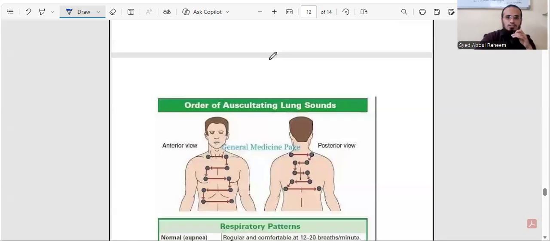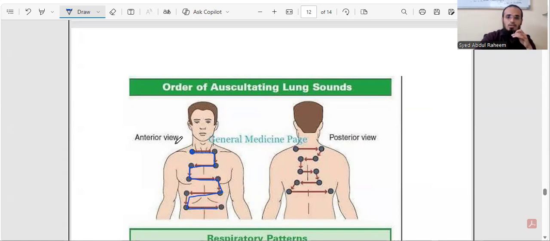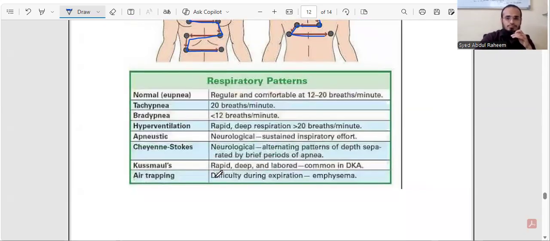For general examination, you see the upper lobe. You have to auscultate here, then here, then here, and so on. You have to auscultate the whole lung. On the backside also, start with this: 1, 2, 3, 4, 5, 6, 7, 8, 9, 10. Like this, you have to check the posterior view and anterior view of the lungs.